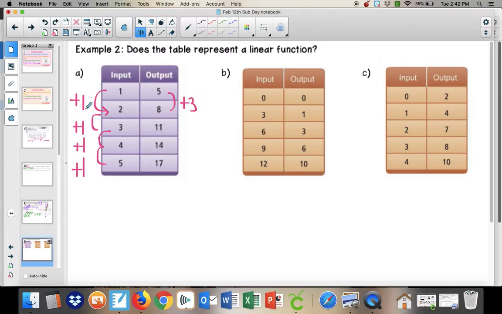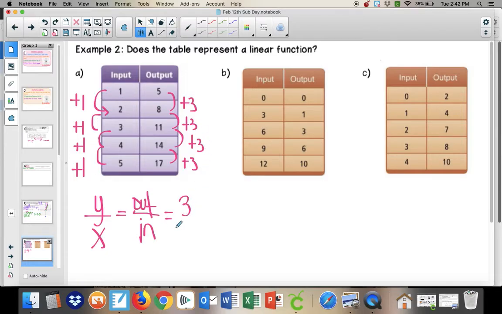So right now, 3 divided by 1 gives me 3. 8 to 11, again, is adding 3. Still the same thing. 11 to 14, adding 3. The same thing. 14 to 17, adding 3. The same thing. So each time, we are going to go our y over our x, which is our output over our input. So our output every single time was the same number. It was 3. Every single time it's the same for the input, 1. Because they are the same, yes, it is a linear function. So let's try it for this next one.